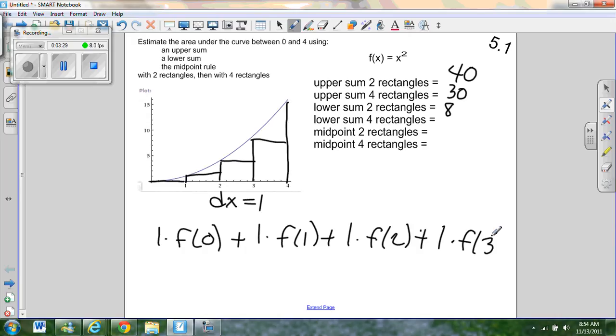times f of 3. f of 0 is 0 squared, so that's 0. 1 times 1 squared is 1. 1 times 2 squared is 4. And 1 times 3 squared is 9. So we get a total of 14.